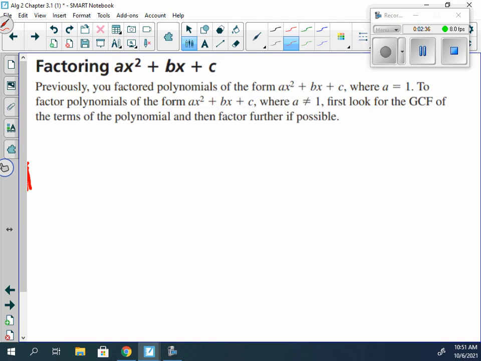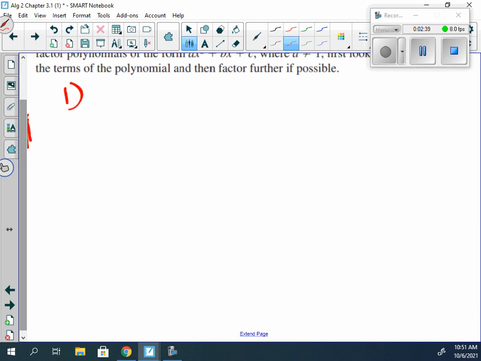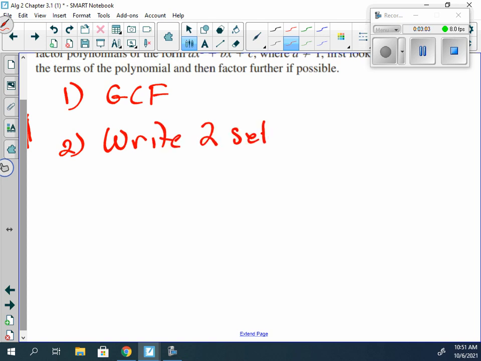Well, the first main step in factoring is going to be to find the greatest common factor and see if there is one. Now, negative 1 can still be considered a greatest common factor, and we'll look at that later on. Now, the second step that we're going to use is to write two sets of parentheses.